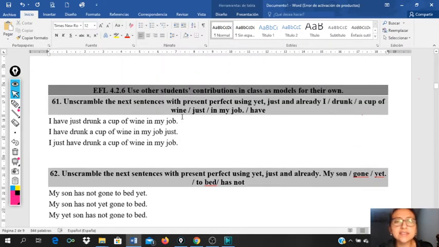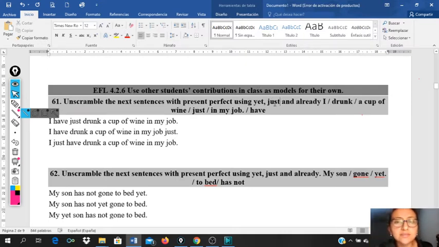Unscramble the next sentences with present perfect using yet, just, and already. Okay? We are going to remember that yet has 2 meanings. El yet tiene 2 significados. El todavía y el ya. And yet also we use with negatives and questions. Okay? El yet lo utilizamos con oraciones negativas y con preguntas.